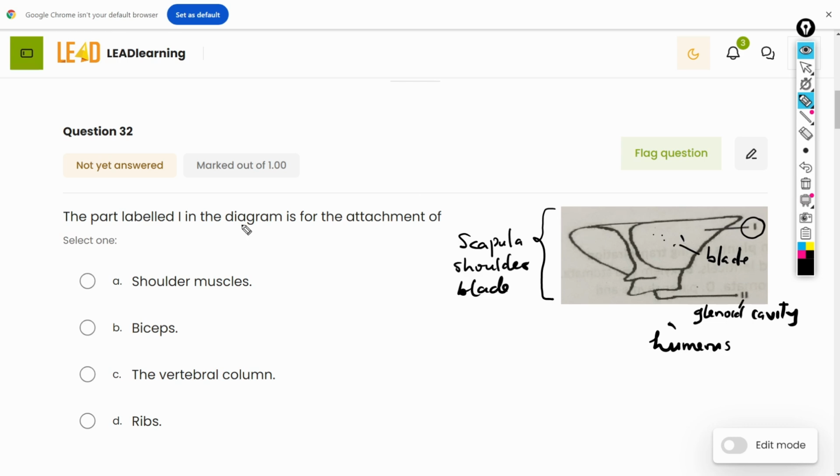So let's look at the options. Option A says shoulder muscles, of course. The biceps, no, the biceps are muscles that are attached to the bones of the lower arm, that is the radius and the ulna. Then the vertebral column, no. The ribs, no. The muscles that are found in between the ribs are the intercostal muscles. So our answer here is the shoulder blades. That is option A as our correct answer.